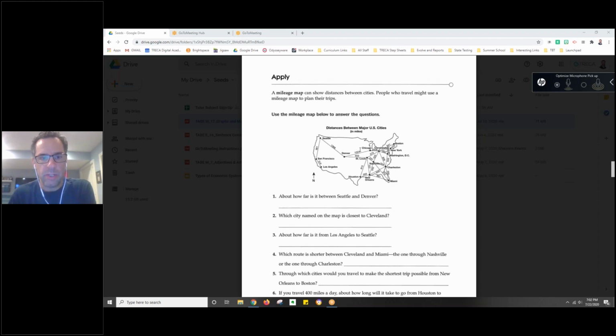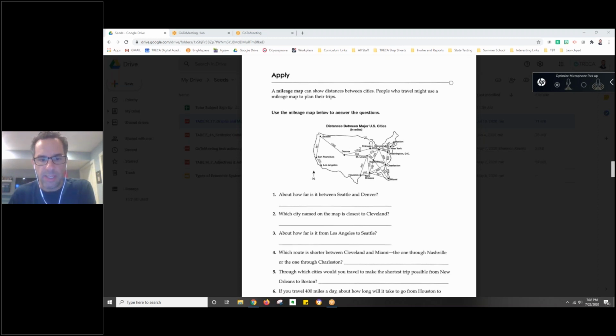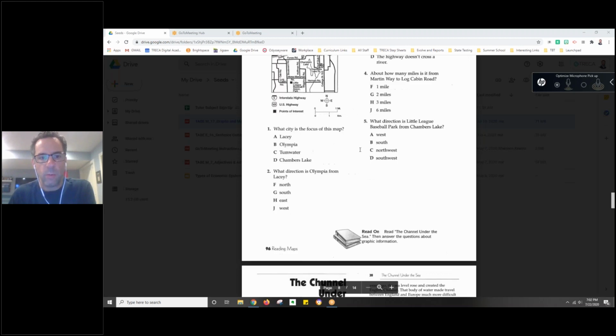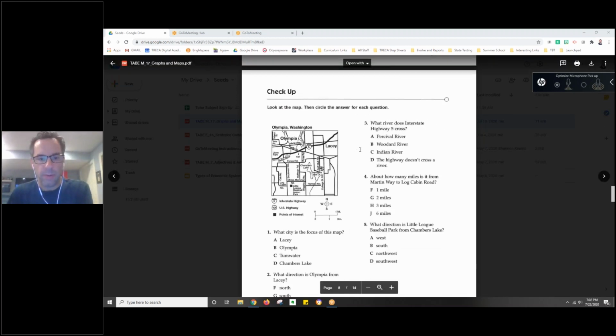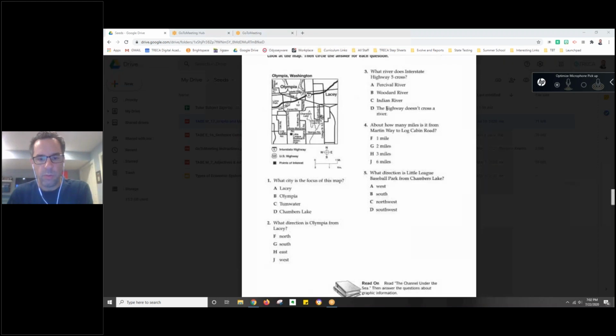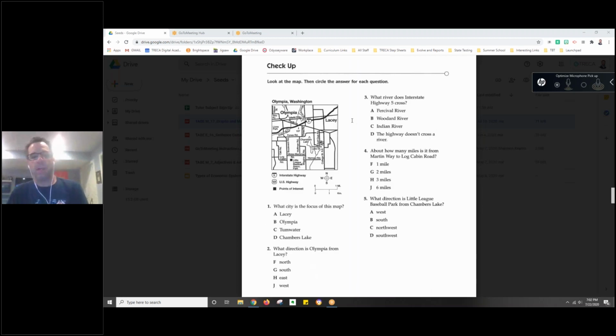So we're going to start on page 96. And we're going to do a checkup on this map. So we have questions 1, 2, 3, 4, and 5. So why don't I just, you can pause it and try 1 through 5 on your own if you want. If you do want to do that, you can pause and do it on your own, and then we'll go back after you unpause it.